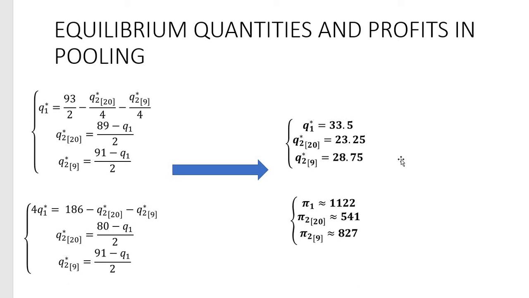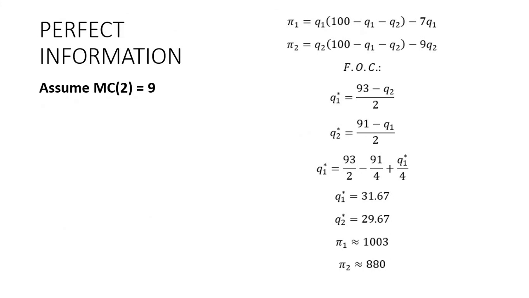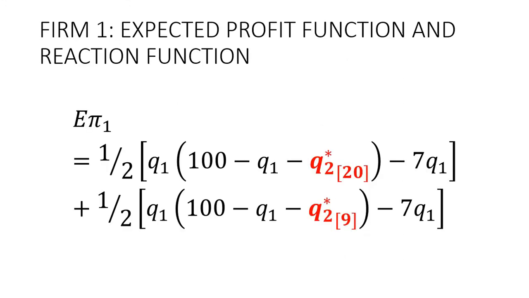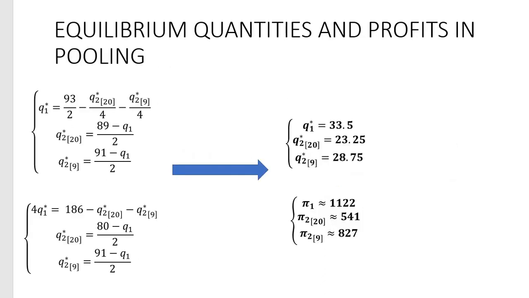And if marginal cost of the second firm is equal to 9, then its profit will be 827. Okay, so just to summarize, we calculated equilibrium if both players know that marginal cost of the second firm is equal to 9. We calculated equilibrium when both firms know that marginal cost of the second firm is equal to 20. Then, by maximizing expected profit function of the first firm, we calculated equilibrium under external uncertainty.